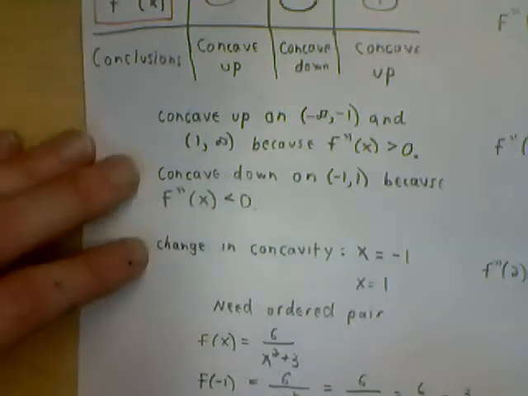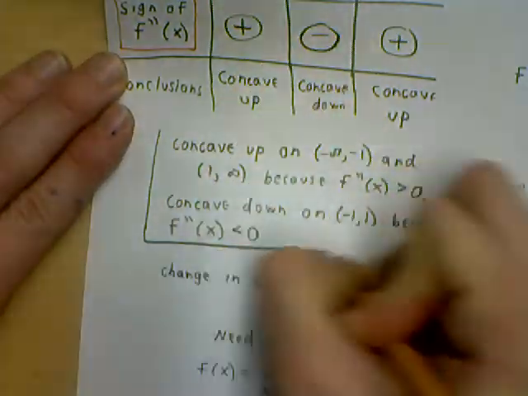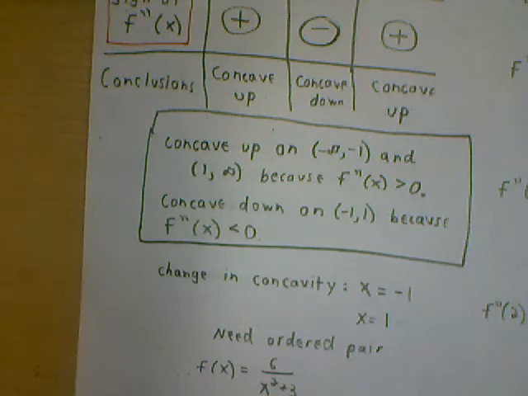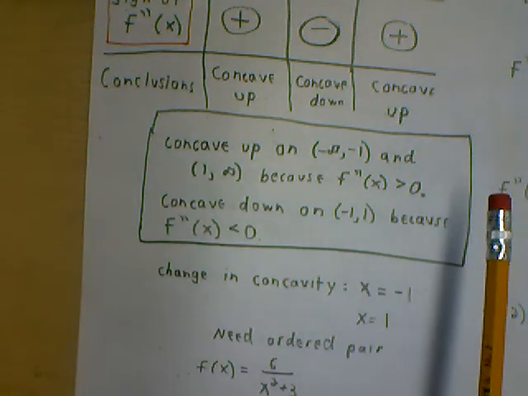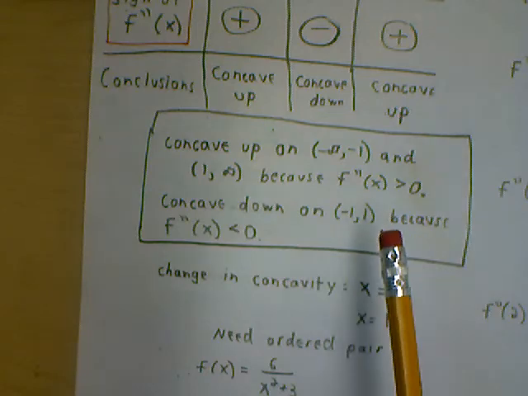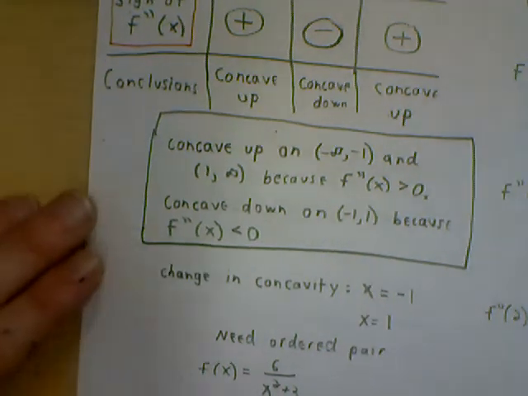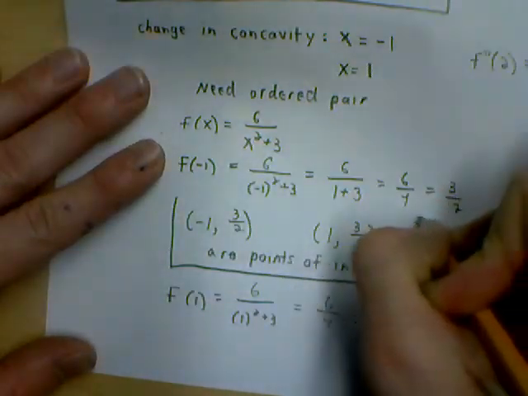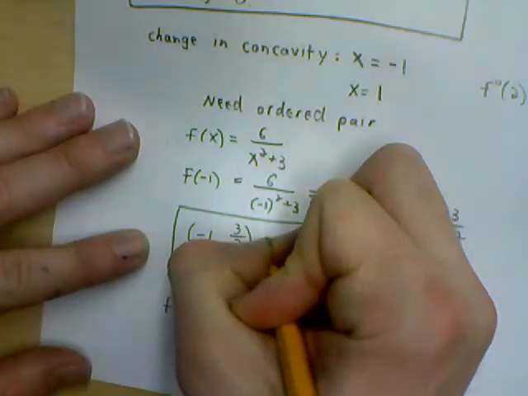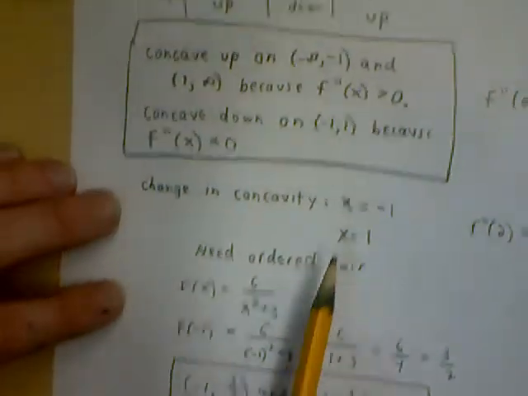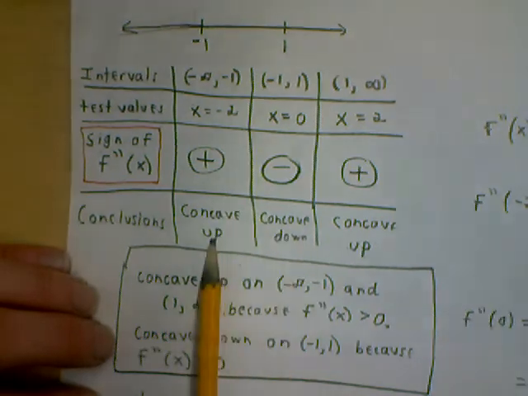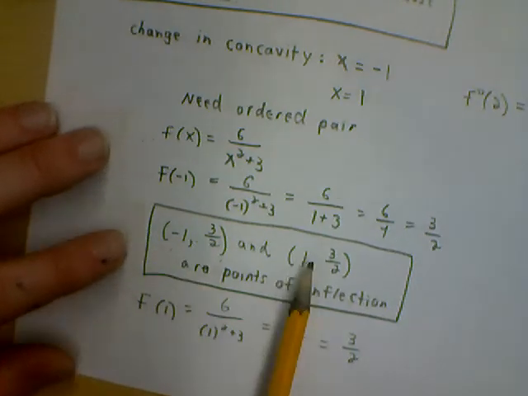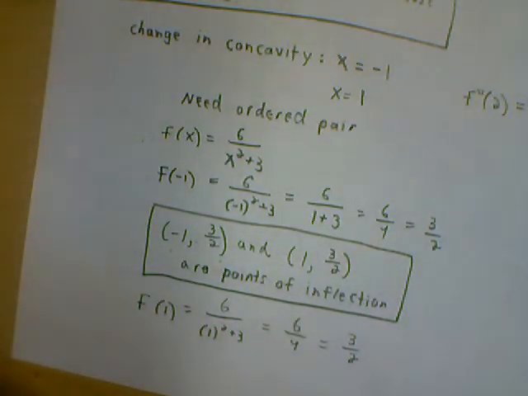All right, so this problem should have two answers. First, I'm going to box the first one. It's concave up on negative infinity to negative 1 and 1 to infinity because our second derivative was positive. Concave down on negative 1, 1 because our second derivative was negative. I also asked for the points of inflection. That's where the concavity changes. So our points of inflection were where the x values of where the concavity changes, but I had to plug it in and get the y values. So negative 1, 3/2 and 1, 3/2 are our points of inflection.